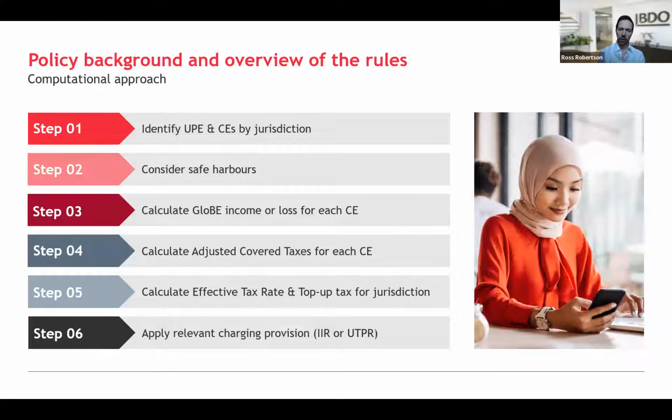We then suggest consideration of the safe harbors, to try and simplify the compliance processes to then enable a more focused approach, at least in initial periods, to determination of the likely impact of the rules on your business. And we'll go through in a little bit more detail what that calculation looks like. Next slide, please.